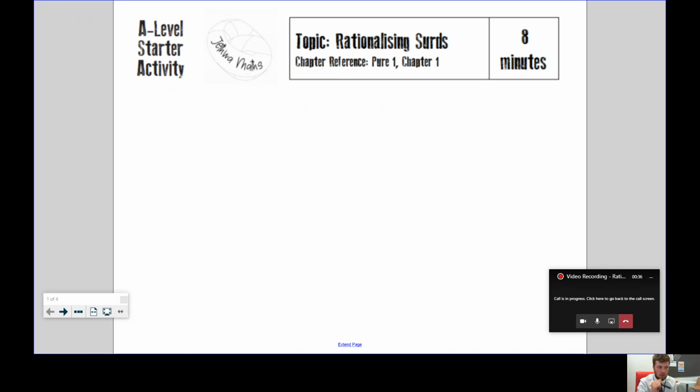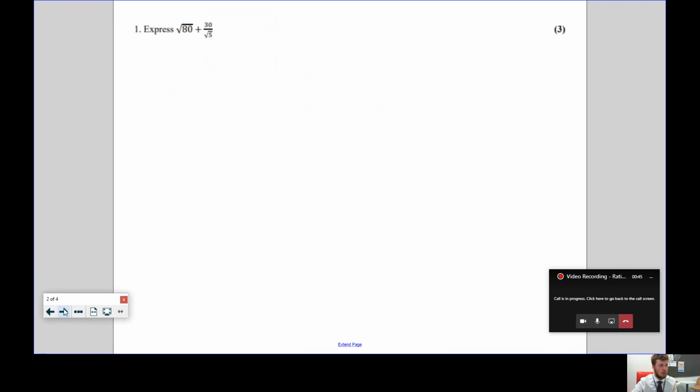So we're going to be looking at the topic of rationalising surds. It is in Pure 1, Chapter 1, and this whole test should take about 8 minutes. So question 1 reads as something like this. It says, express root 80 plus 30 over root 5. And when it says express, it just wants it in its simplest form.